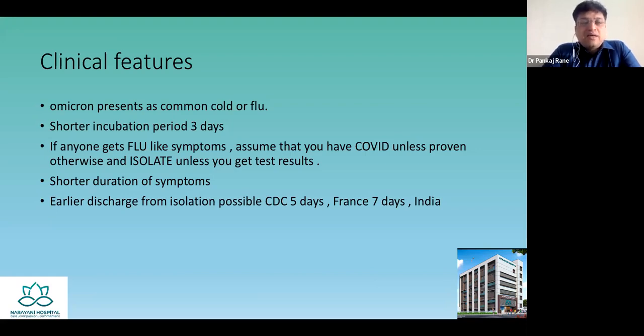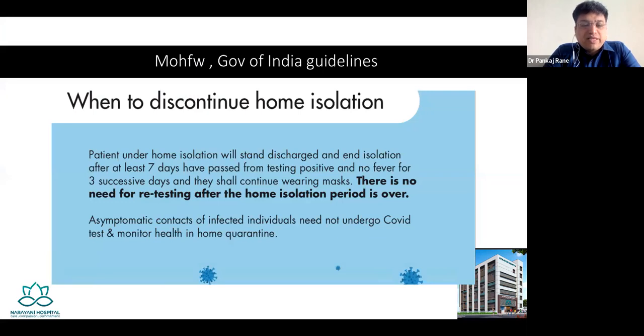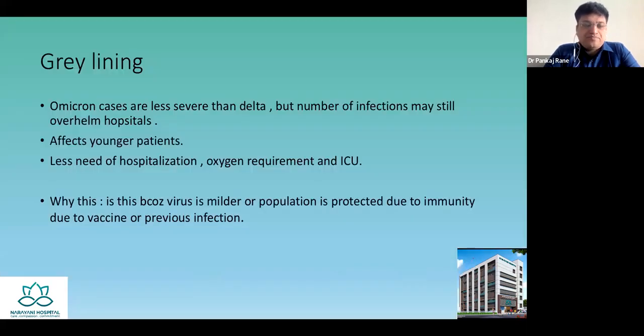American CDC has said that the isolation period for Omicron is just 5 days. France is 7 days. In India, the Ministry of Health and Family Welfare issued a guideline 2 days back that patients under home isolation will be discharged and end isolation after 7 days from testing positive. They added a condition that he should have no fever for the last 3 days before he ends his isolation and should continue to wear a mask whenever he goes out. There is no need for retesting after the home isolation period is over. We saw that in the previous slide also. Asymptomatic contacts of infected individuals need not undergo a COVID test. They just monitor health in home quarantine.